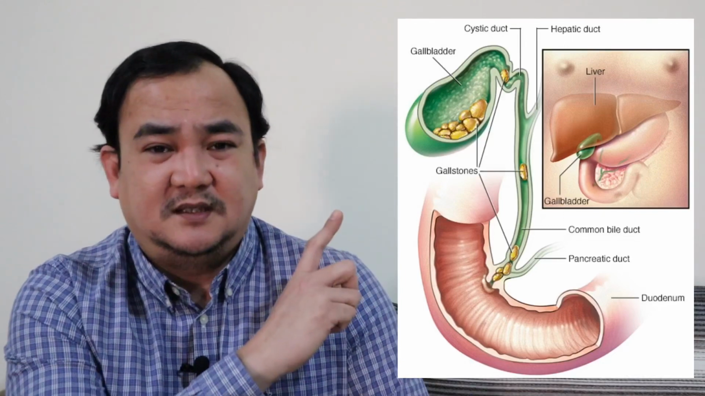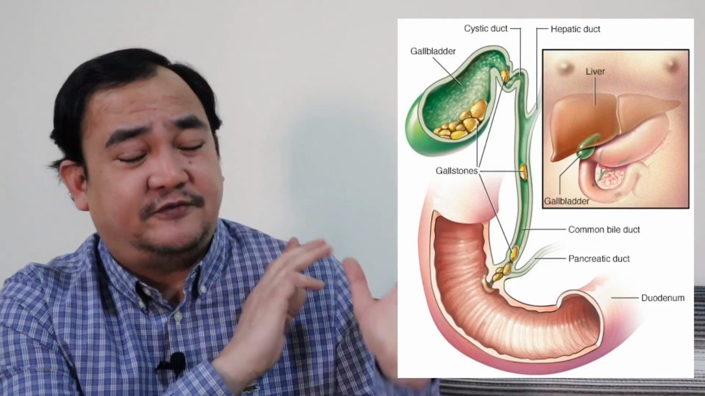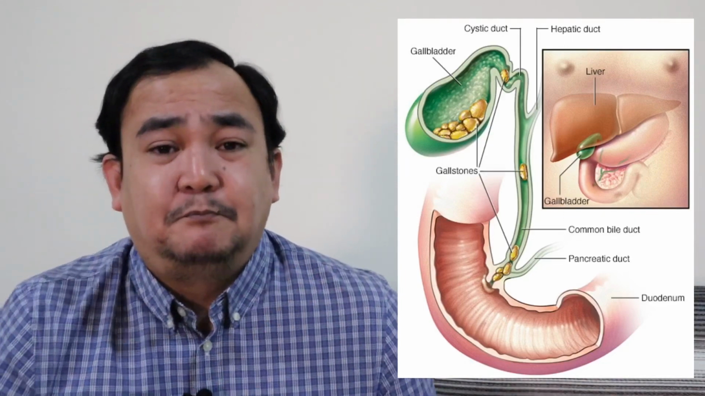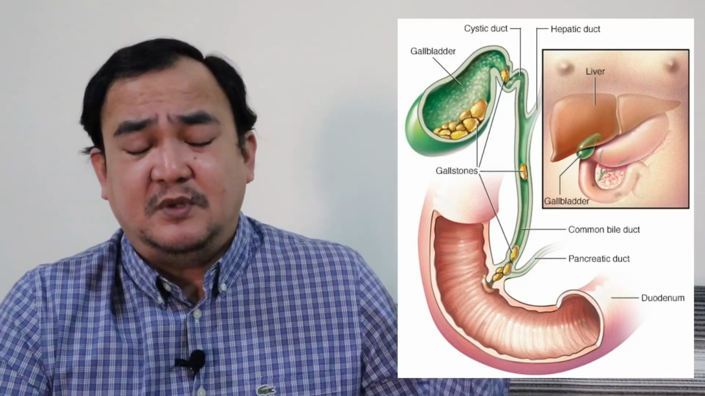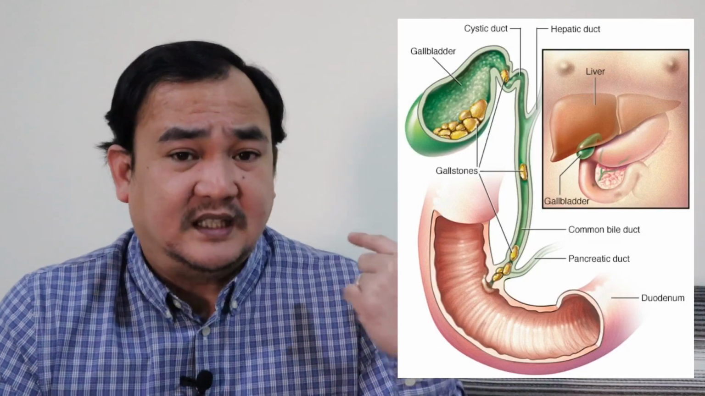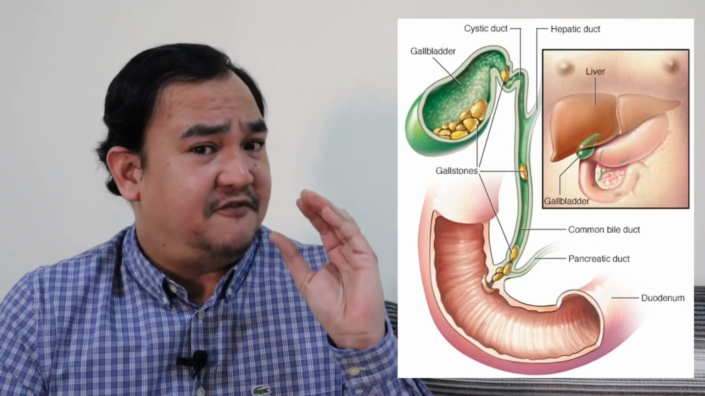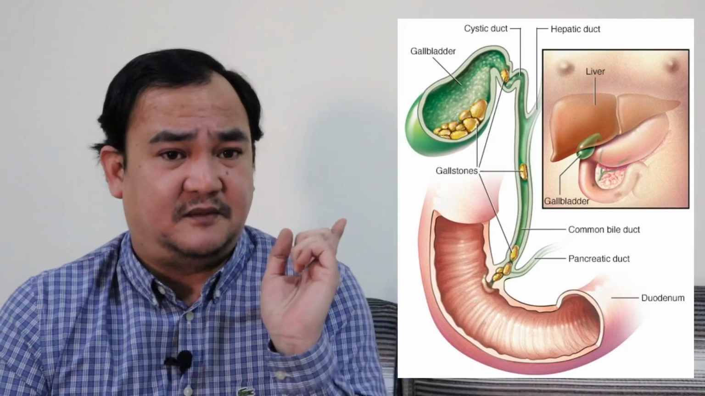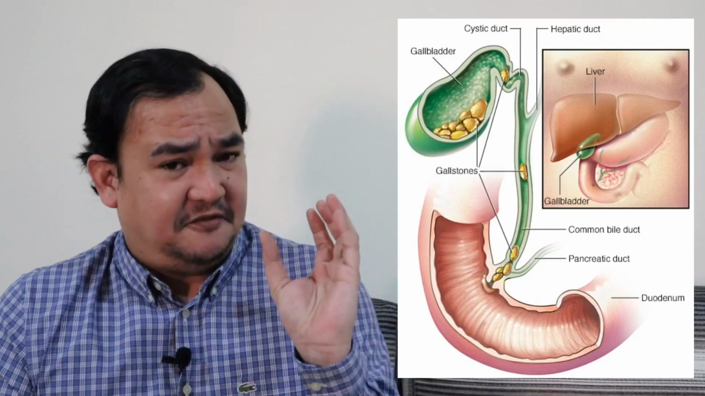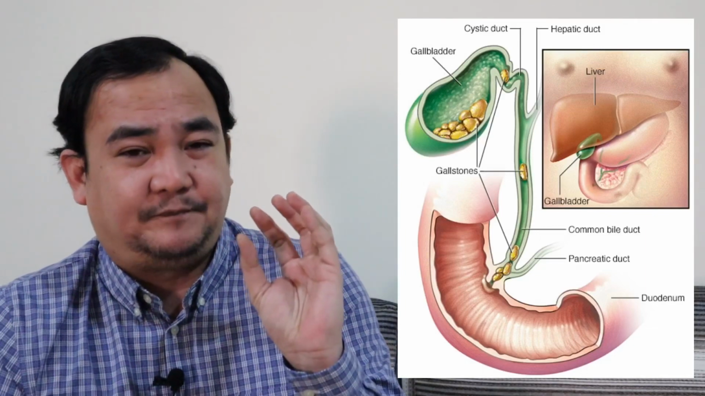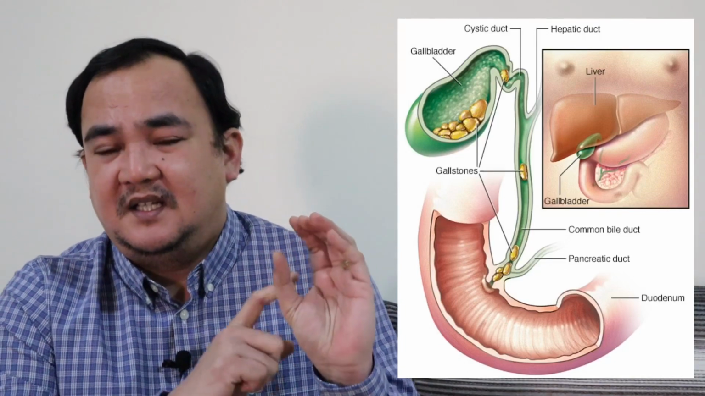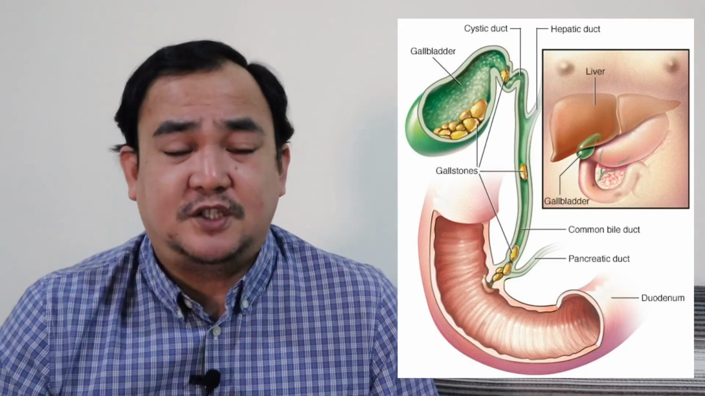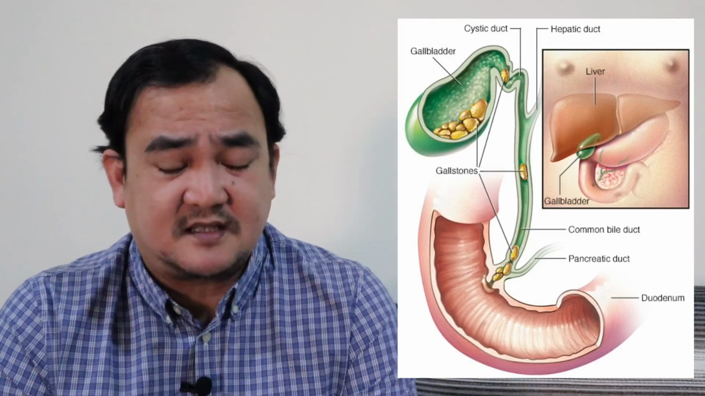From the liver, one of the functions of the liver is to produce bile. After the bile is produced, it will now go to the gallbladder. The gallbladder, as you can see here on my left side, functions as a storage of bile. The question is, what is this bile for? Bile functions as emulsification of fats.